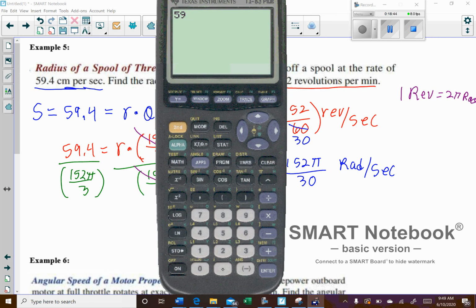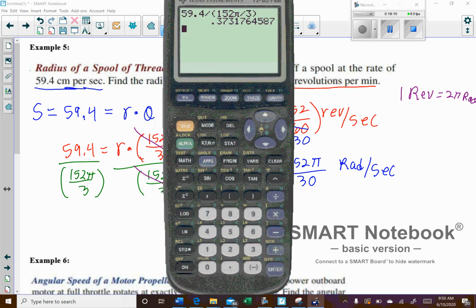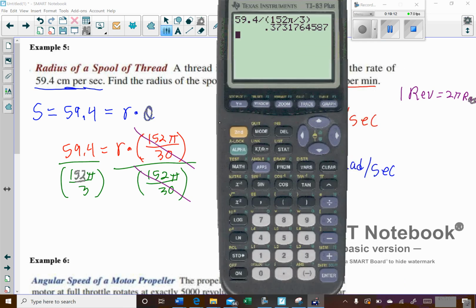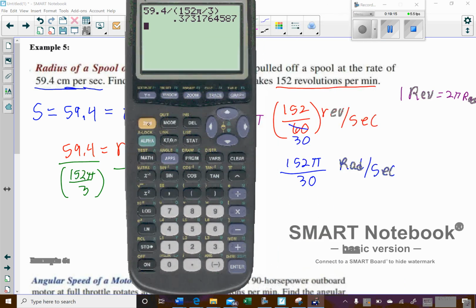So 59.4 divided by, and then you're gonna want to open a parentheses just to be safe. So 152 pi divided by 3. And I'll close that, and that should work for us. So let's see, 0.373. I don't know what I was thinking. I missed a 0 right there, so let me fix that. So second, and oops, let's see, second, enter, there we go.